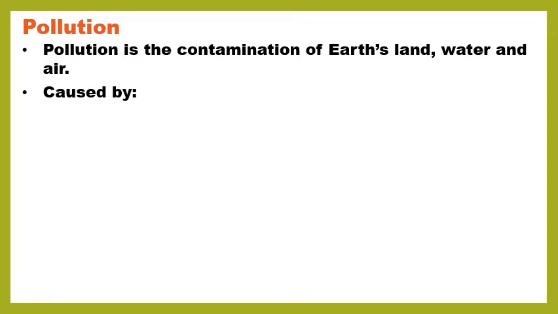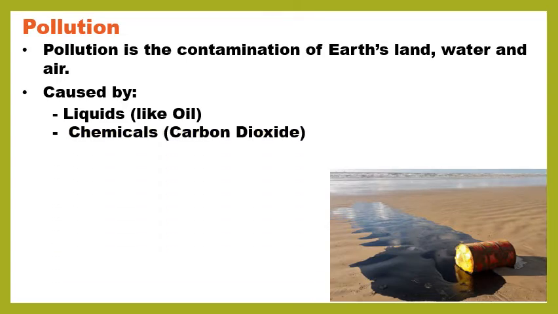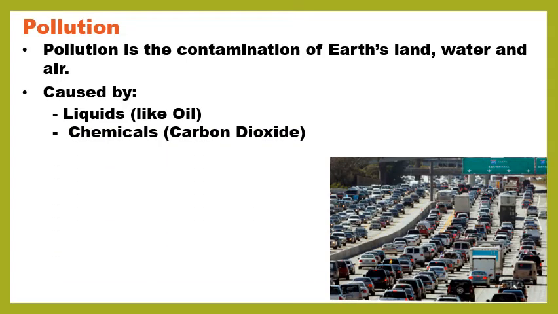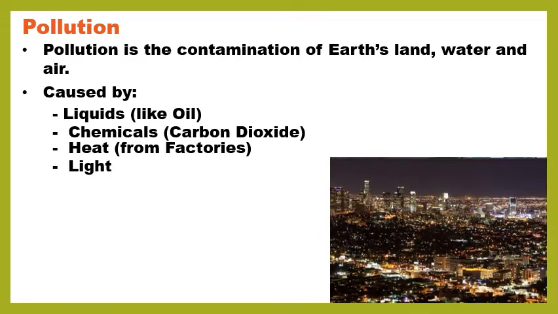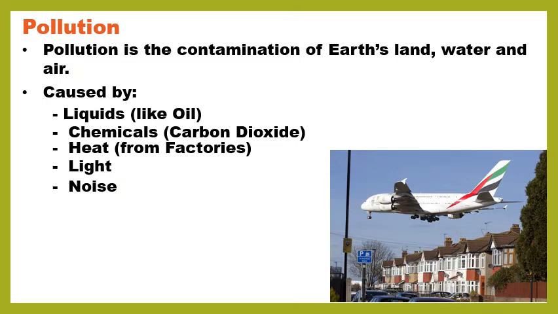It can be caused by liquids like oil from an oil spill, chemicals like carbon dioxide when we drive our cars. Carbon dioxide is a chemical that's released into the atmosphere. Heat from factories. Light, like for example, if you're in a big city like Los Angeles or New York, it never really gets that dark, and you actually have a really hard time seeing stars in big cities because there's so much light pollution. And noise, which I think is something that we don't really think about, but if you're an animal who's not used to hearing noises, that can be really disturbing to you.